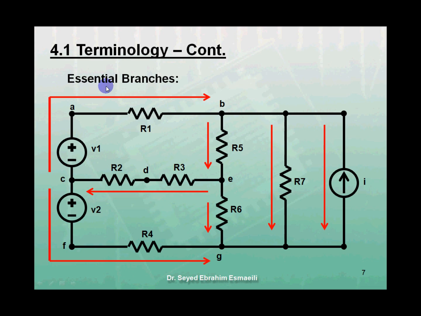An essential branch is a path that connects two essential nodes without passing through an essential node. In this circuit, we can identify 7 essential branches. These essential branches are V1 and R1, R5, R3 and R2, V2 and R4, R6, R7, and I.